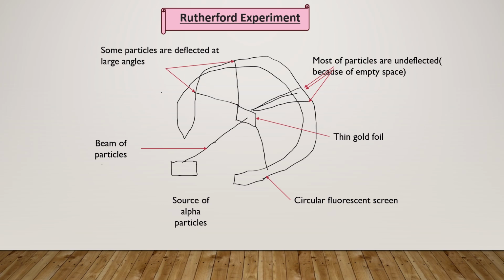This diagram explains Rutherford's experiment in which he and his co-workers bombarded the thin gold foil with a source of alpha particles, which means helium atoms, 2He4, and they observed that some particles are deflected at large angles. Most of the particles are undeflected because of empty space.